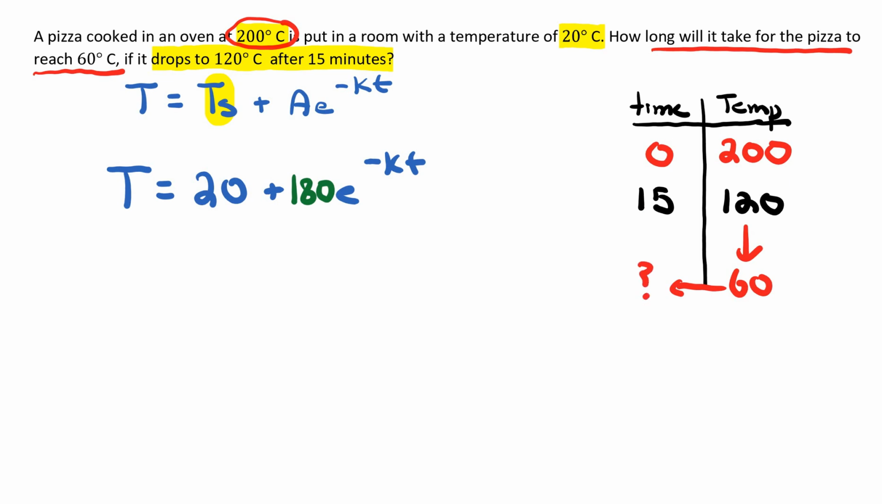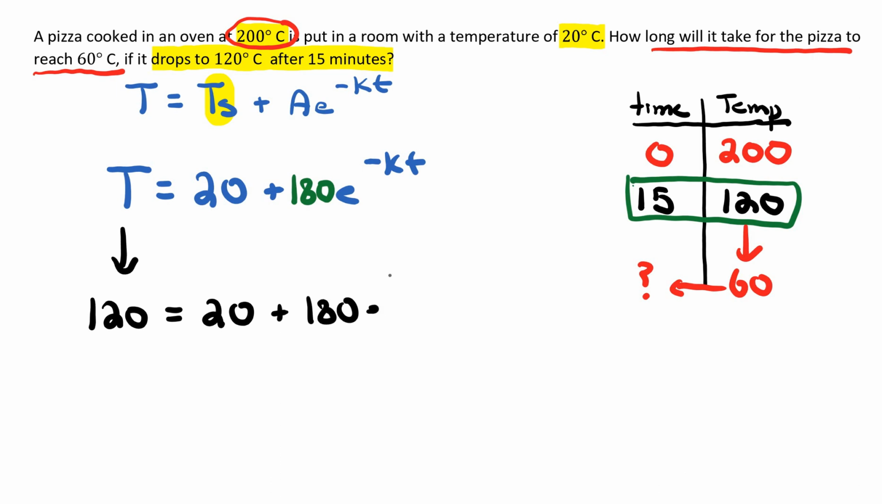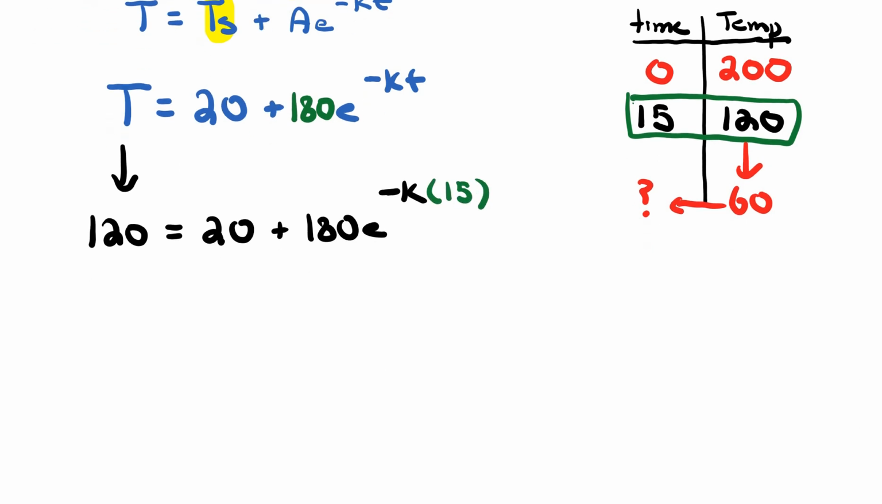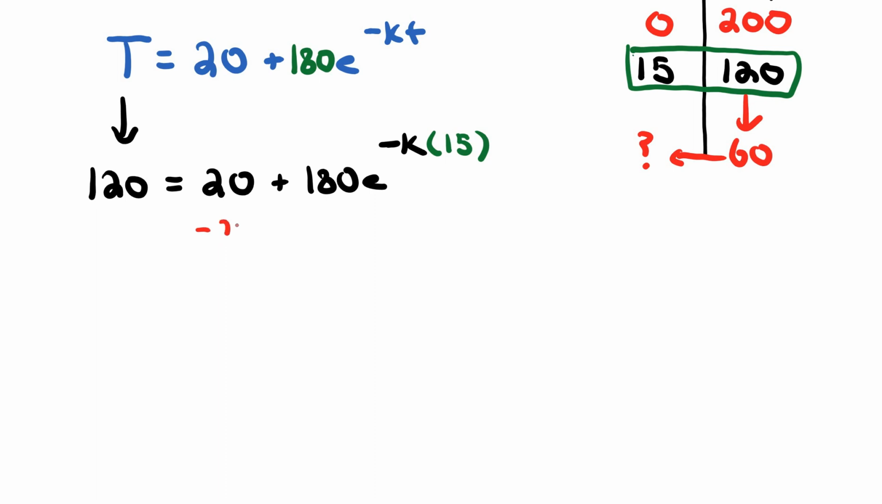Okay, let's go ahead and take this part of the problem, the 15 minutes and 120 degrees Celsius, and let's plug that into the formula now. So this capital T now becomes 120 equals 20 plus 180 e to the negative k, and then that's going to be 15. Okay, and then let's do a little bit of math here. I can subtract 20 from both sides, so 120 minus 20 is going to be 100. And then I can divide both sides by 180.